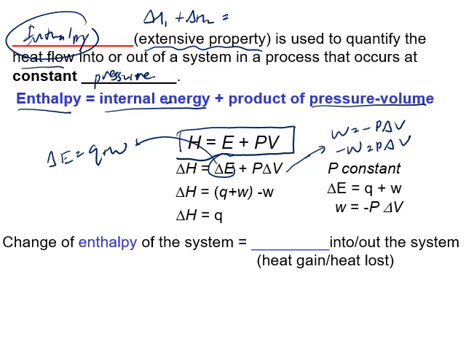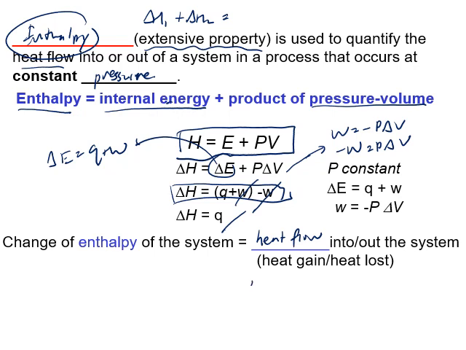So from here we can get to the third stage here. After that we can actually cancel out the W. So overall we get heat. This shows you that the delta H is actually equal to Q, which is the heat. So the change of enthalpy of the system basically will be equal to the heat flow into or out of the system.